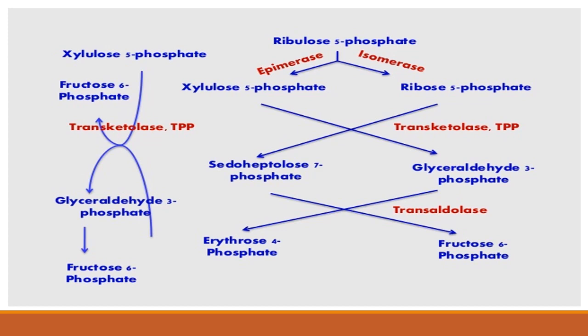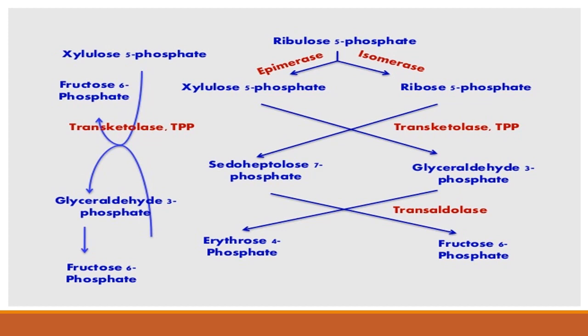The enzyme transketolase catalyzes the transfer of a 2-carbon moiety from xylulose 5-phosphate to ribose 5-phosphate to give a 3-carbon glyceraldehyde 3-phosphate and a 7-carbon sedoheptulose 7-phosphate. Transketolase is dependent on the coenzyme thiamine pyrophosphate and magnesium ion.